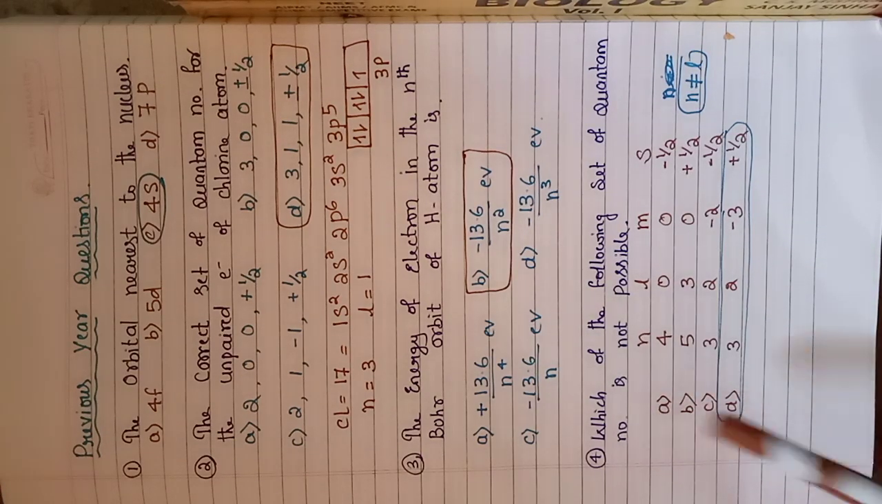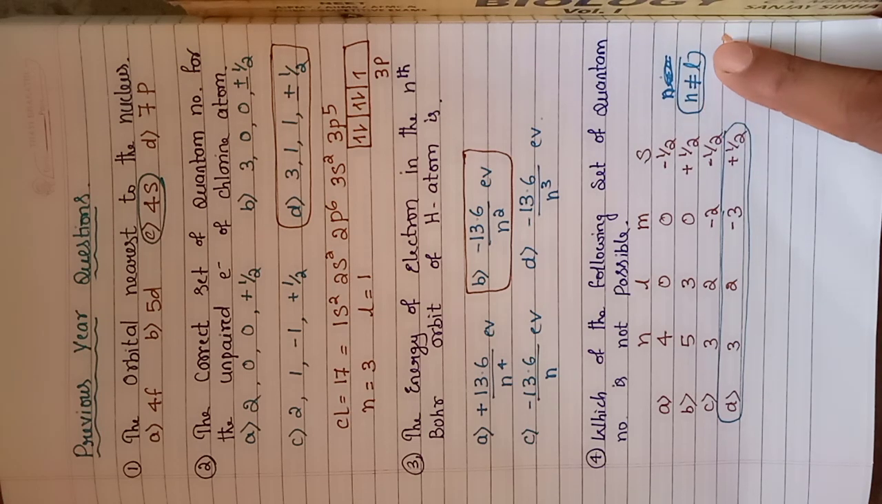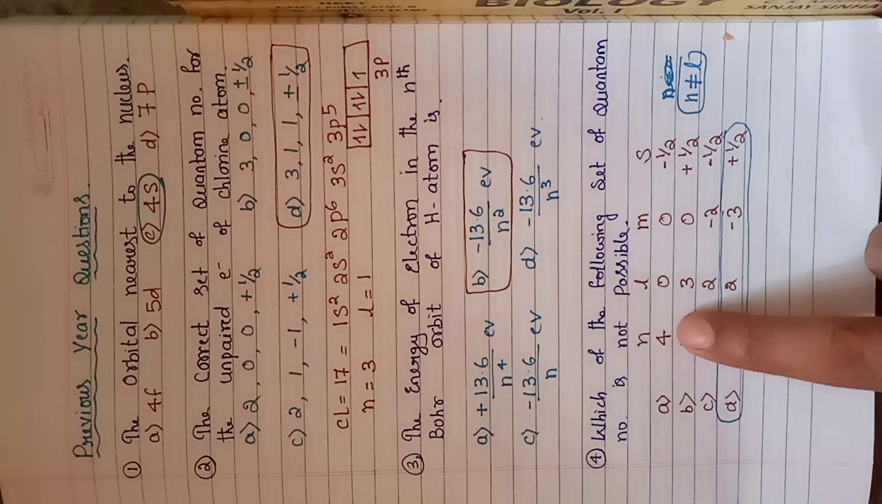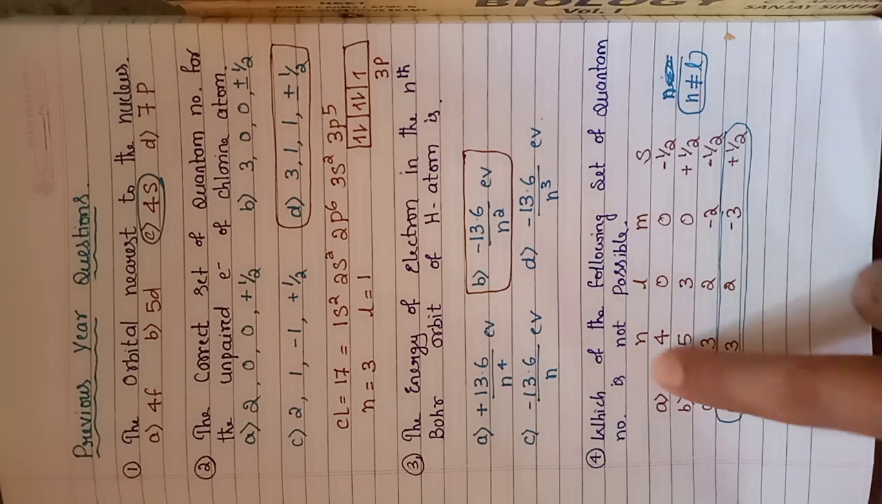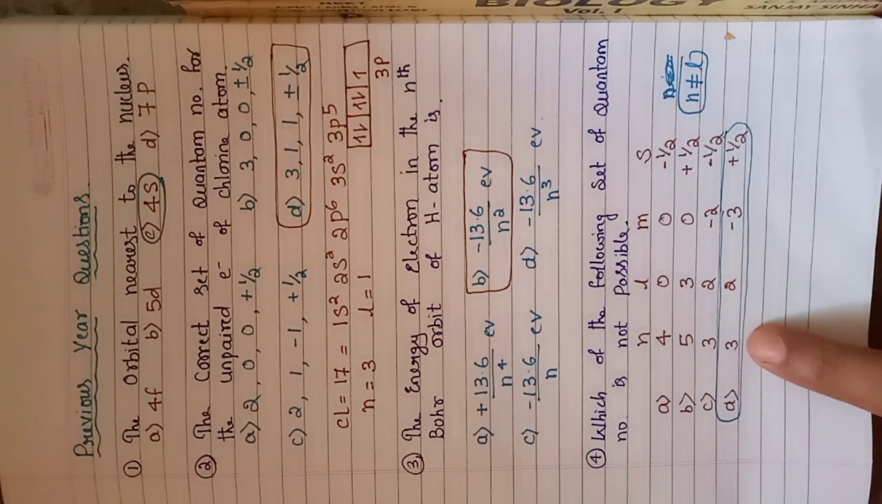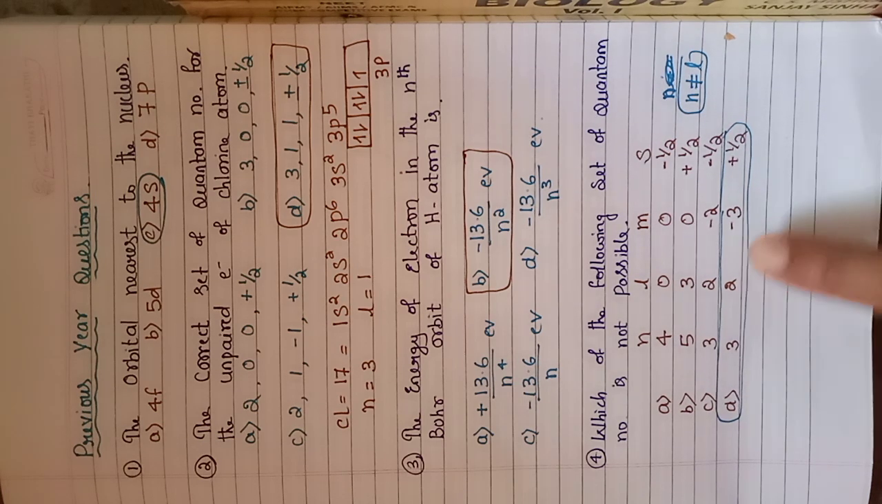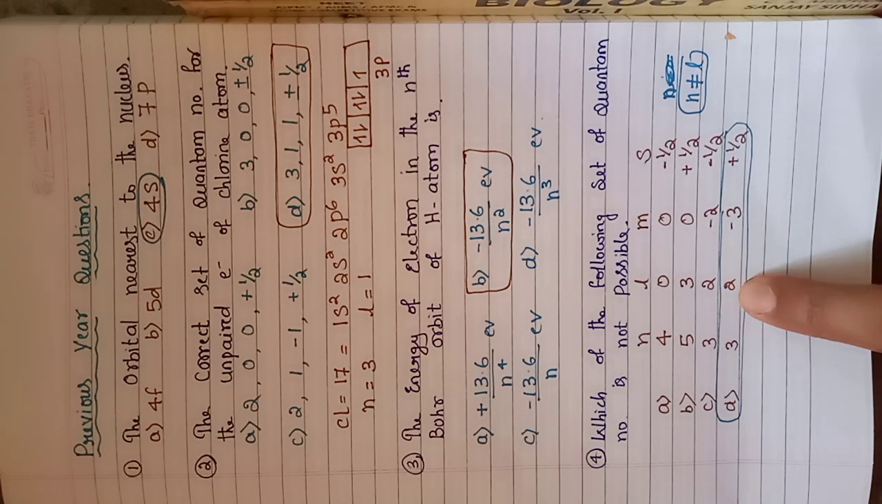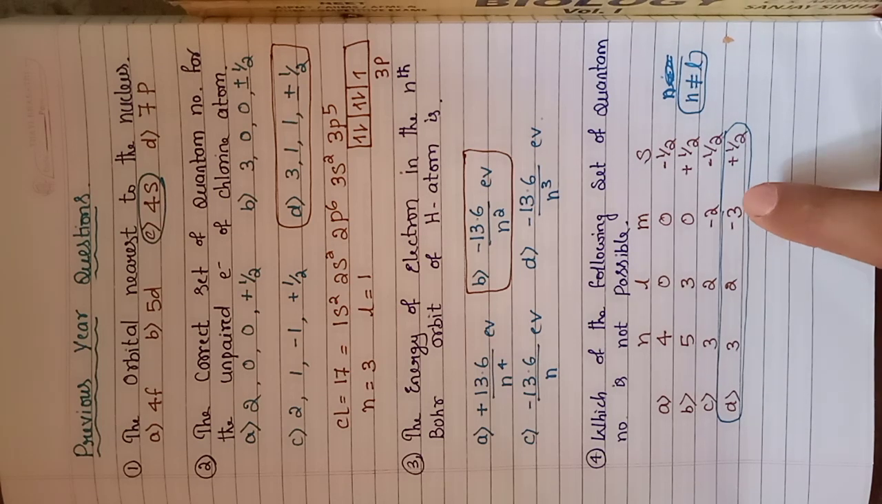Similarly, the next question is which of the following sets of quantum numbers is not possible? We must remember that the principal quantum number and azimuthal quantum number cannot be the same. For example, in these 3 options we can find a correct sequence of quantum numbers, whereas in the last option the principal quantum number value is 3, azimuthal quantum number value is 2 and magnetic quantum number value is minus 3, which is not possible. If azimuthal quantum number value is 2, then magnetic quantum number value starts with minus 2, minus 1, 0, plus 1 and plus 2. Minus 3 is not possible. So this is not possible.